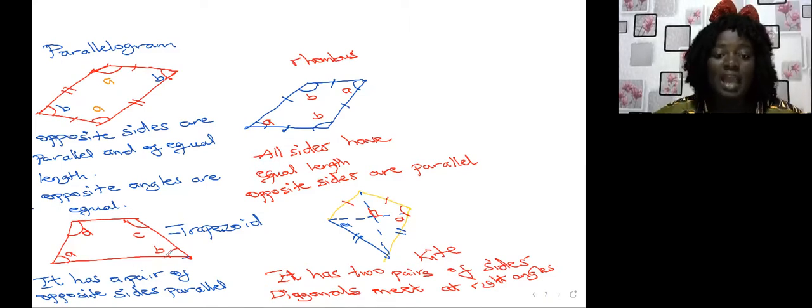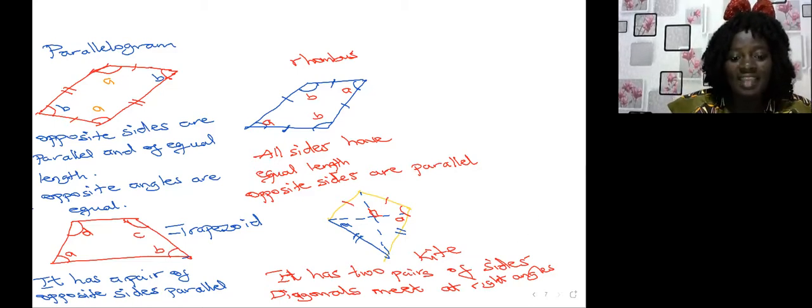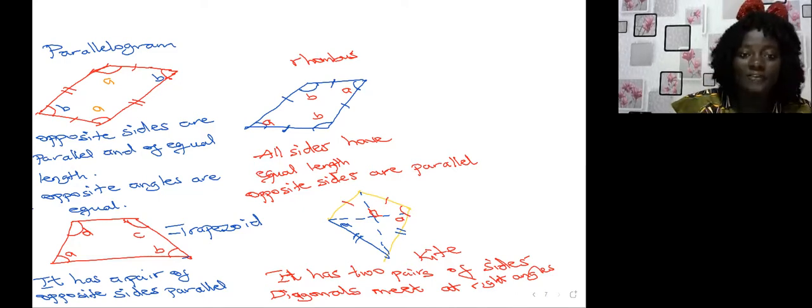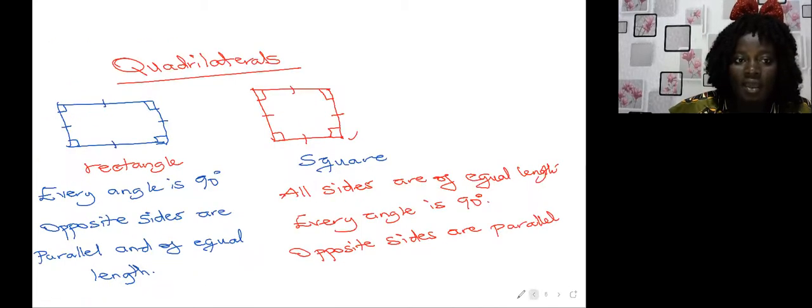Then we come to the kite. What can you say about a kite? Great. It has two pairs of equal sides. Then the diagonals meet at right angles. The diagonals meet at right angles. That is for a kite.